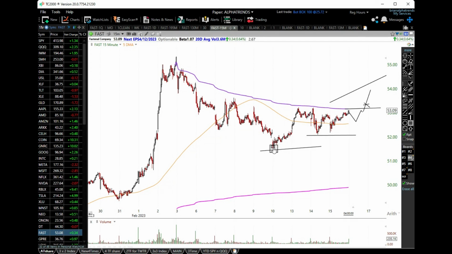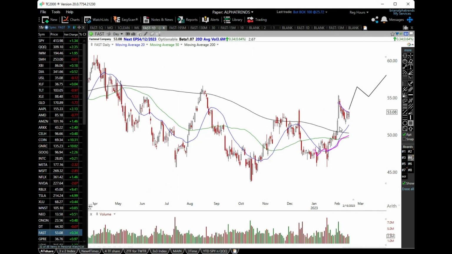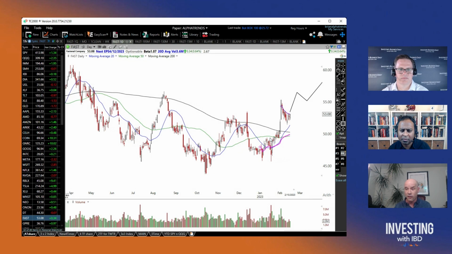So if you're interested in that weekly time frame, I think your definition of trend would be violated if this low that we can see more clearly even on the daily time frame gets violated. That's where we have a rising 20-day moving average as well. So, it's tying them all together. So that's how I'm looking at Fastenal for tomorrow.